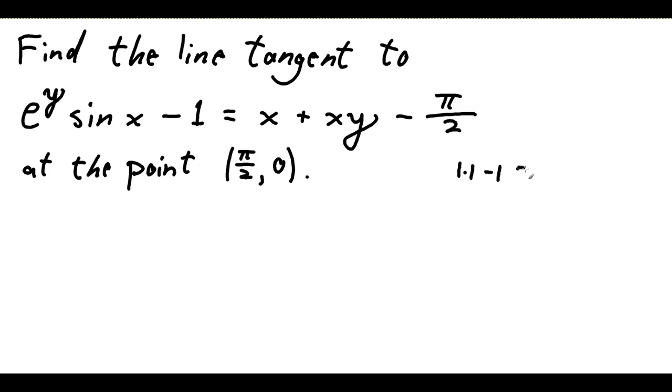So we have 1 times 1 minus 1 on the left-hand side. On the right, we have x is pi/2. x times y, well, y is 0, so that is 0, and minus pi/2. And we see we have 0 on the left, 0 on the right, so that checks out. This point is on this curve, along with infinitely many others, but at least we know that that is going to work out fine. So we want to find the tangent line to that. We have the point, we just need the slope, and of course the slope comes from the derivative. Since we cannot solve for one variable in terms of the other explicitly, we need to differentiate implicitly.